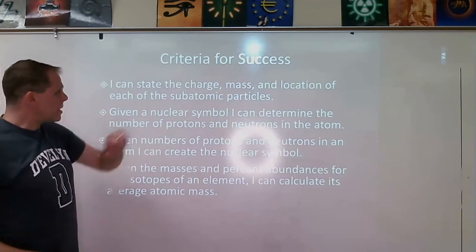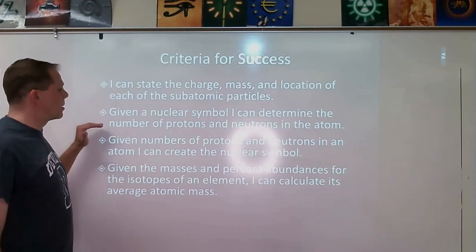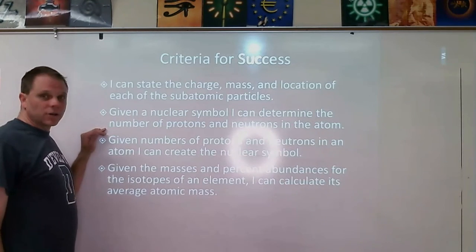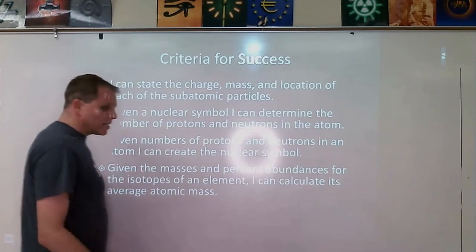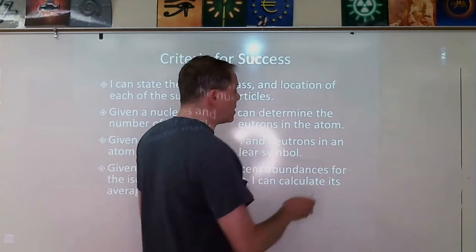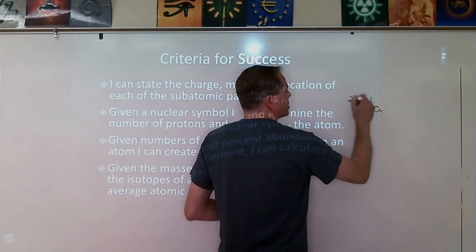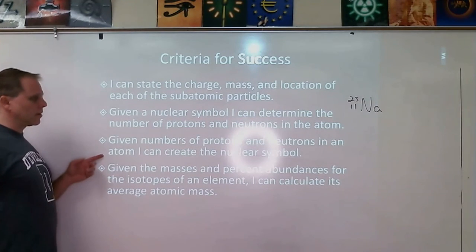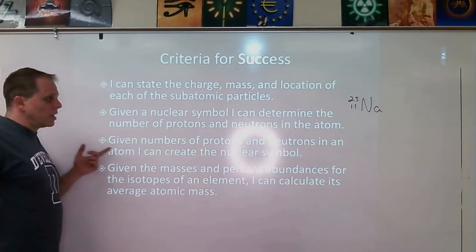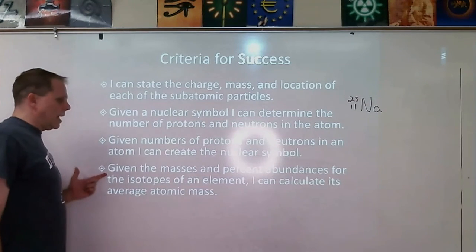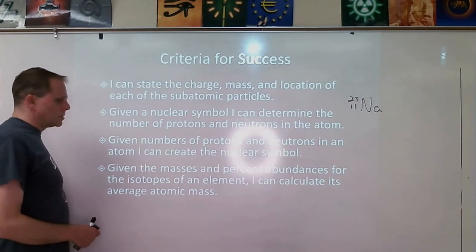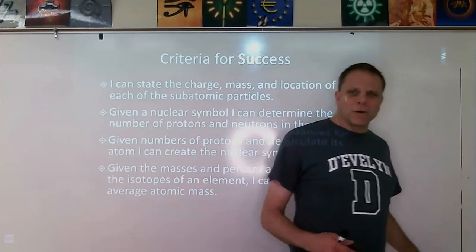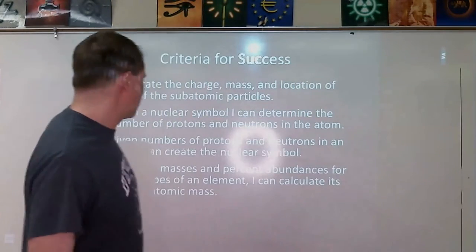You can state the charge, mass, and location of each of the subatomic particles. If I give you a nuclear symbol like Na, right, you can determine the number of protons and neutrons in that atom because I would give you the nuclear symbol, not just the Na, but also, remember we had Na-23, right? Nuclear symbol Na with the 23 and 11. You can now tell me how many protons and neutrons and electrons, right? And then if I give you protons, neutrons, electrons, you can create one of those nuclear symbols. And given the masses and percent abundances for the isotopes, you can calculate its average atomic mass. Maybe with a little practice, maybe that's what we're going to be doing once you come into class. Yeah. Okay. All right.